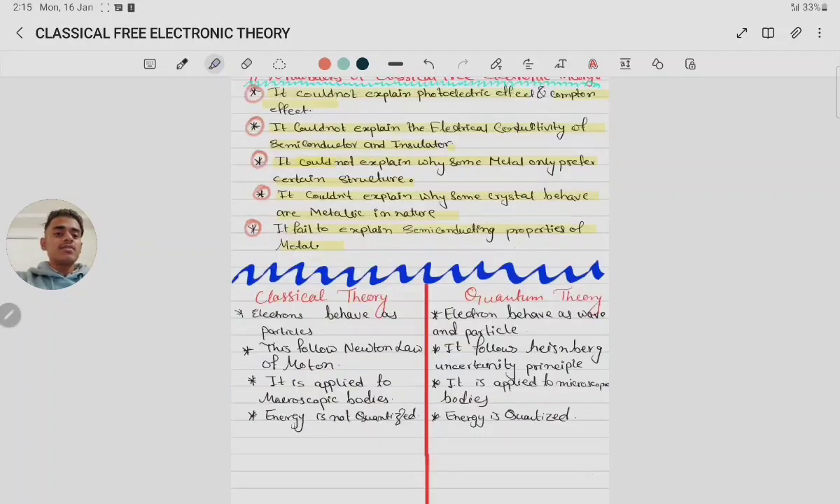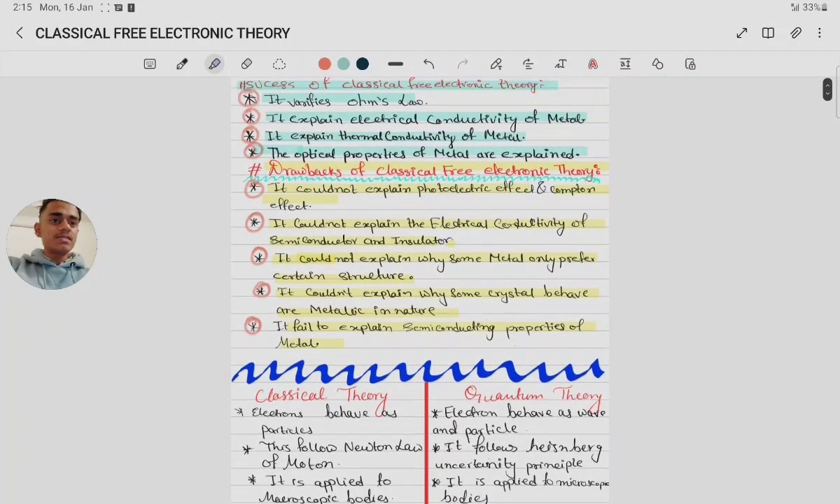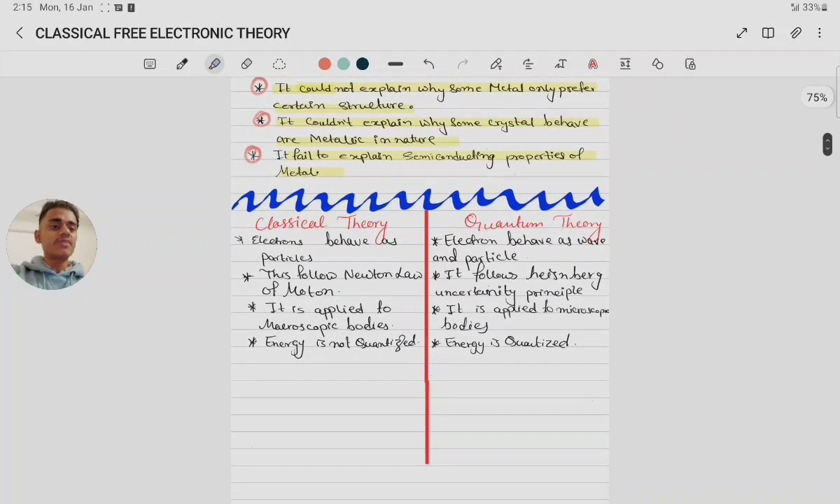Okay, now we are going to learn about some classical theory and quantum theory differences. Classical theory versus quantum theory. Okay, we have now studied totally about the drawbacks and the success of classical free electron theory. Now we are going to study the differences between classical theory and quantum theory. The first difference: the classical electronic theory says that the electron behaves as a particle, but quantum theory doesn't say that. Quantum theory says that the electron behaves as both wave and particle.